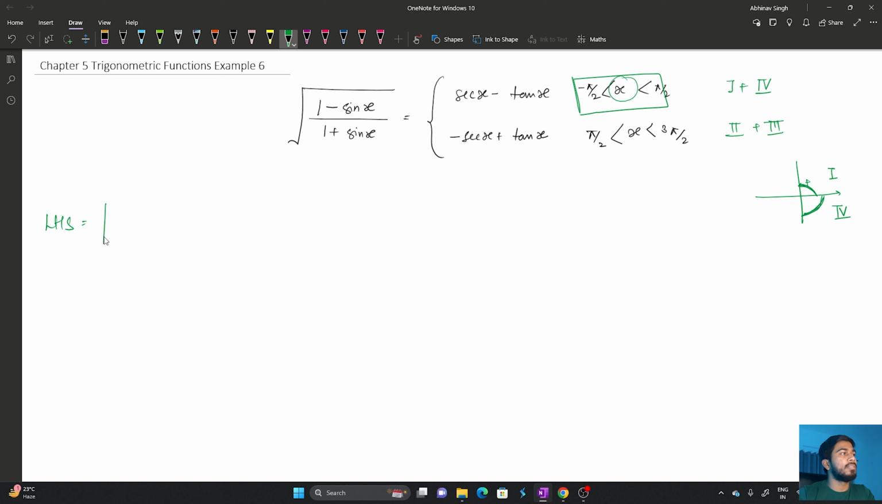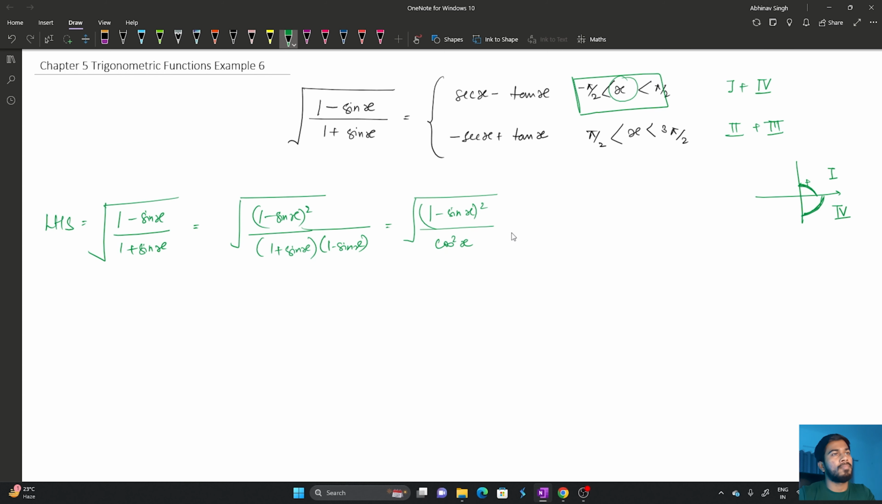now let's simplify this. (1 minus sin x) upon (1 plus sin x), multiplying by (1 plus sin x). So now you will notice that I have mod of (1 minus sin x) upon mod of cos x. Why? Because inside root the quantity should be a positive number always, because root of a negative number is not a real number, which is an imaginary number. So under root of a square will be mod of a.